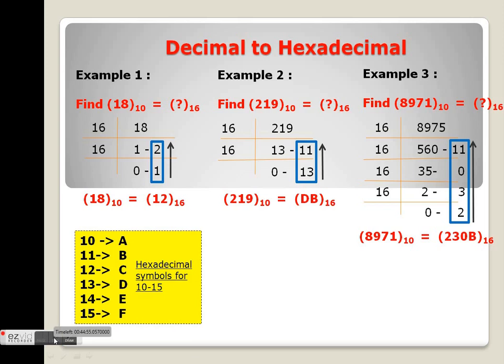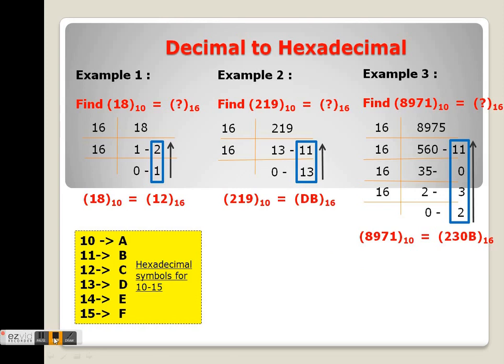In example number 2, we want to find out the hexadecimal equivalent of the decimal number 219. So in this case we will divide 219 by 16 and we will get 13 as the quotient and 11 as the remainder, and after that we will divide 13 by 16 and we will get 0 as the quotient and 13 as the remainder.